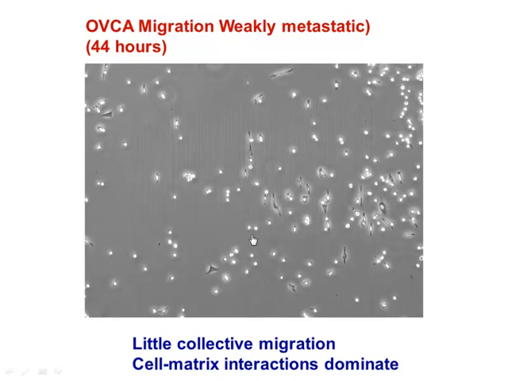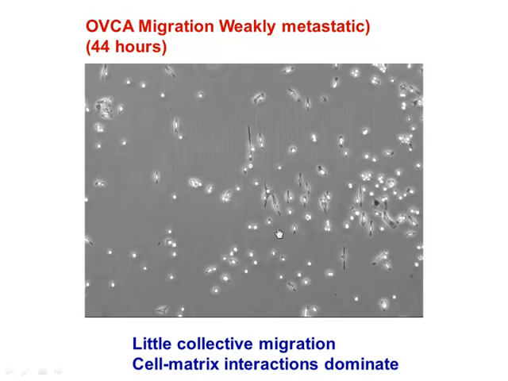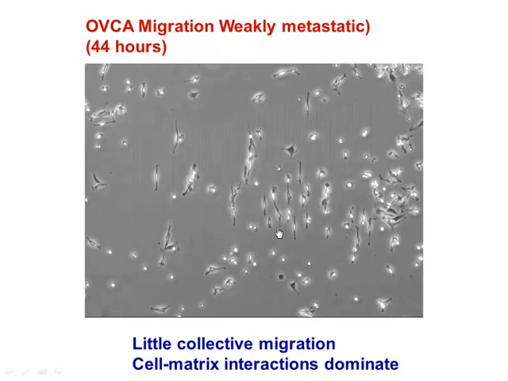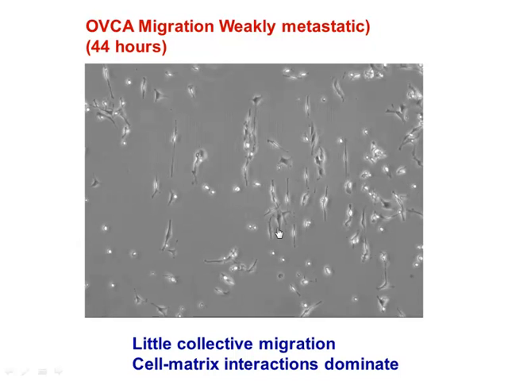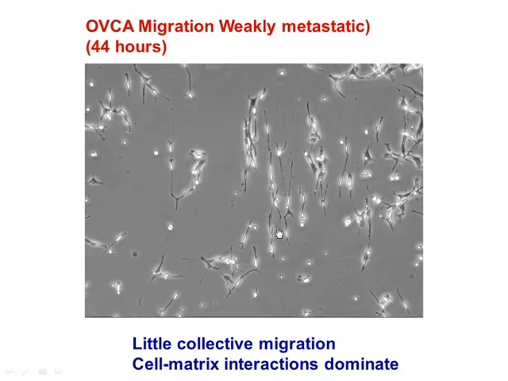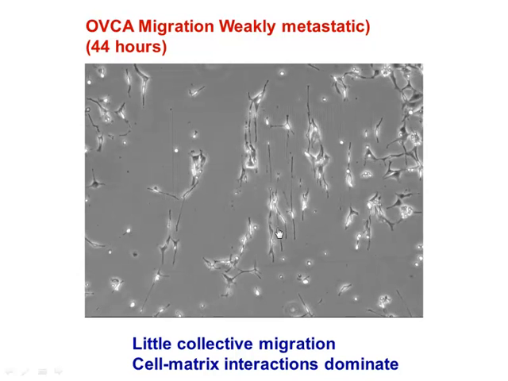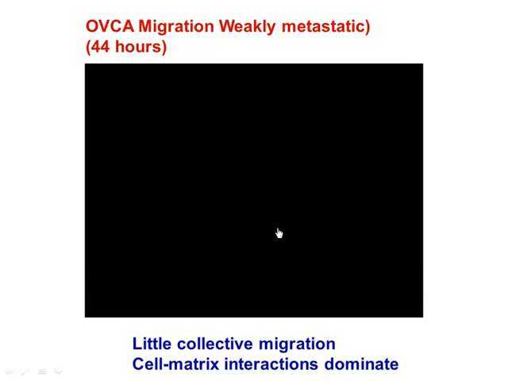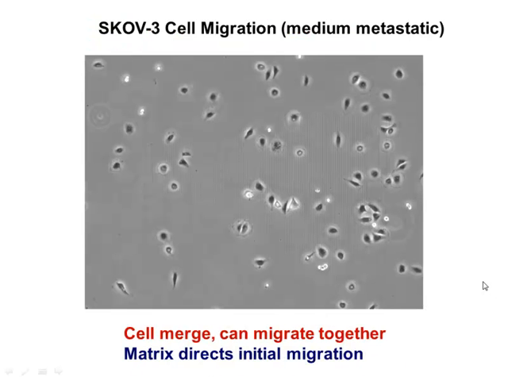So on these gradients we looked at collective migration, and here the low concentration part of the gradient is here. It goes this way. This is data for about 3 days. So these are these weakly metastatic cells, and they just kind of move up and down, very parallel to the gradient. A couple start to form cell-cell junctions, but there's not a lot. So for these weakly metastatic cells, at least in these time frames, the cell matrix interactions are dominating.